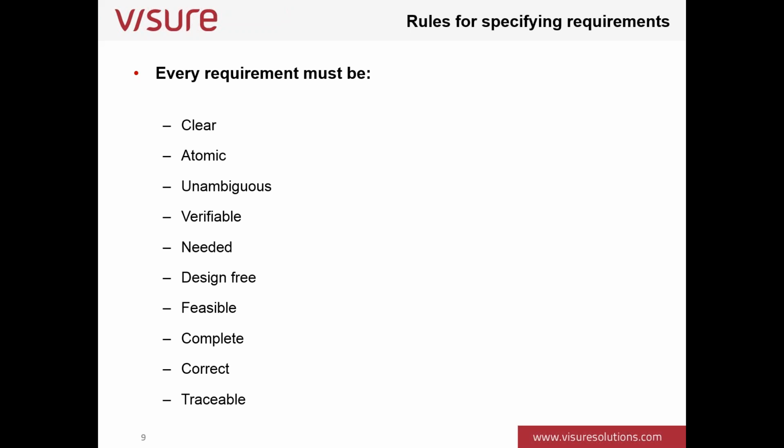But try to always take into account all the things that we are going to say when writing down our requirements, because those requirements must be, or should be, and these are the rules that we are going to discuss today: clear, atomic, unambiguous, verifiable, needed, design-free, feasible, complete, correct, and traceable. And what's the meaning of all this? Okay, let's go one by one, analyzing the different rules.